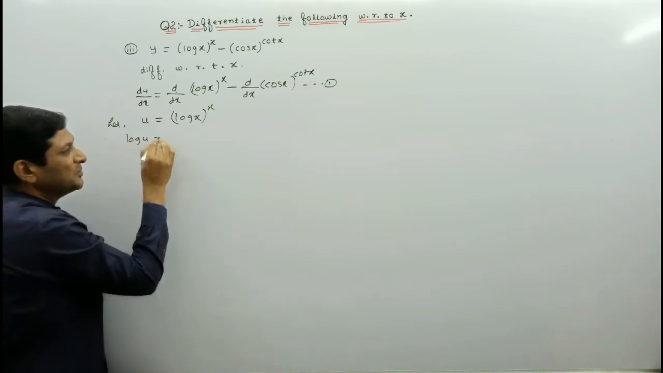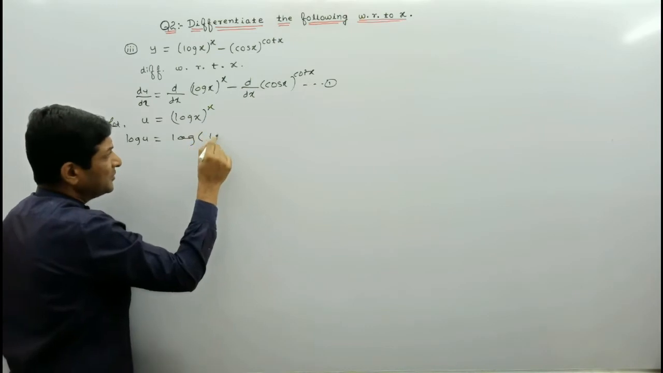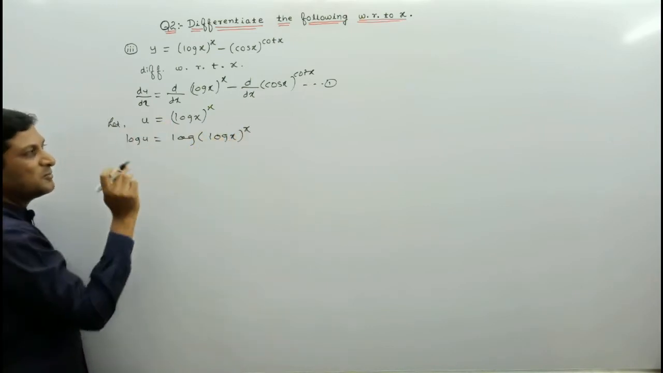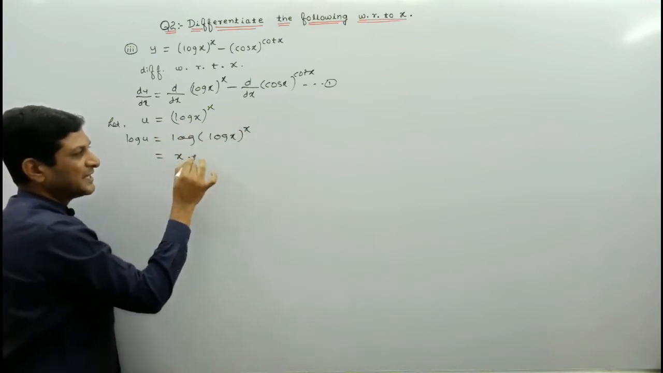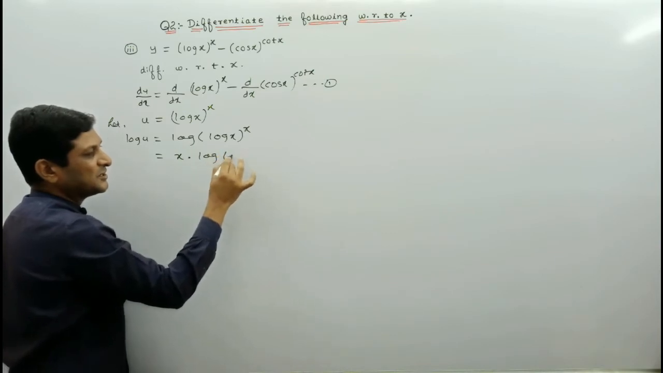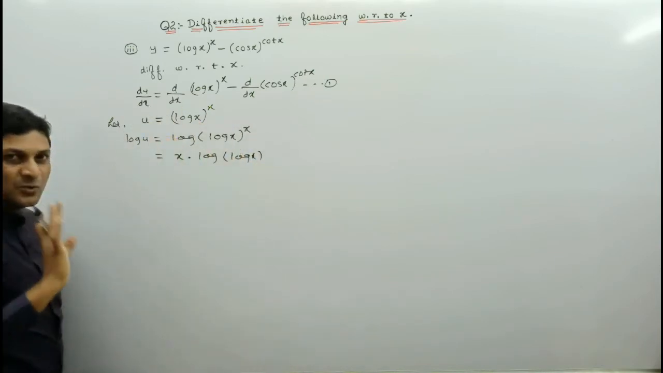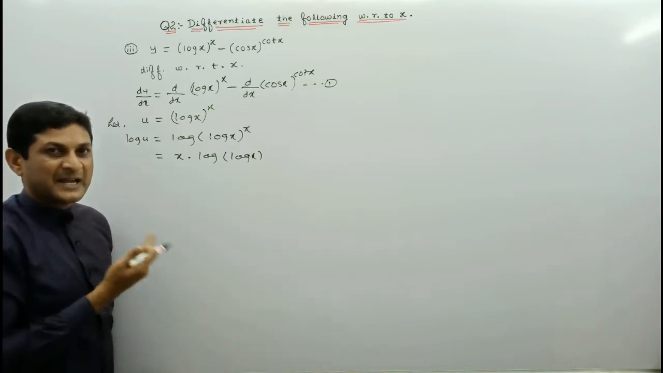So here log u will be equal to log of log x raised to power x. Just simply we have taken log on both sides. On this side, according to laws of logarithm, this power x can be taken as coefficient. So here we'll get x into log x. Just simply this power we have taken as a coefficient. Now we have simplified the given function applying laws of logarithm.